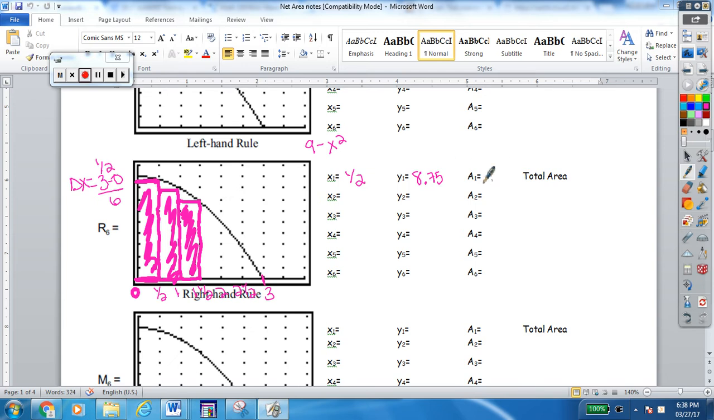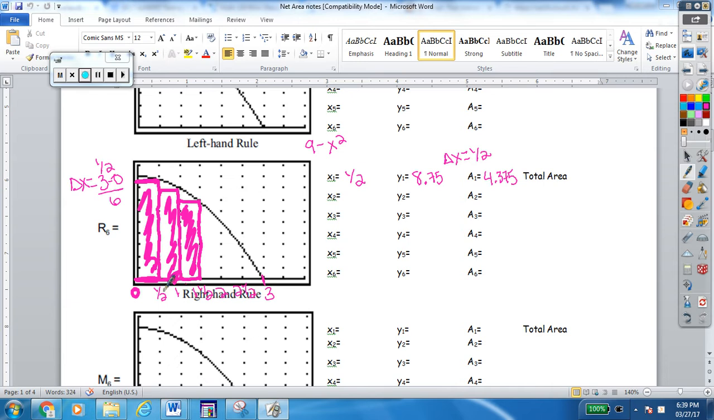In the area for this, again, this 8.5 is going to get multiplied times the delta x, because that's the width, and so you end up getting 4.375. Okay, I'll do one more just to make sure you got it.